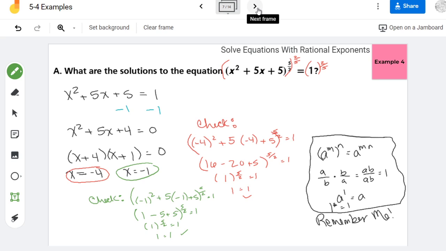All right, so let's just walk through what we did real quick. Step 1, make sure that the thing with the funky exponent is by itself. Then you raise it to its reciprocal power. Get all of your terms to one side and either factor or complete the square.